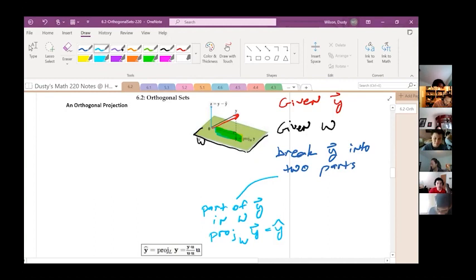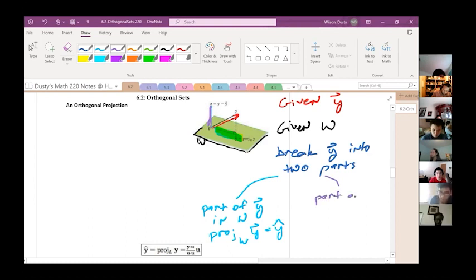And then we also have this other part of y perpendicular to W, or in W perp, and this part will be z. It will be equal to y minus the part of y that's in the space. So it's all the stuff that's not within the space. So far, so good on the picture?